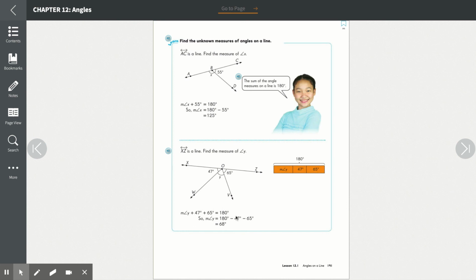And then you'll just isolate it by subtracting both of those. So the measure of angle Y equals 180 minus 47 minus 65. And when you subtract those two things from 180, you get 68. So the measure of this angle is 68 degrees.